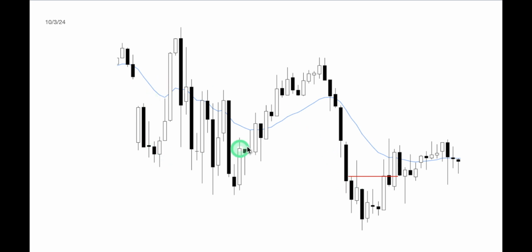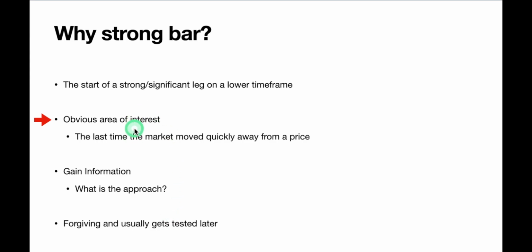Again, they're all individually reasonable trades to take. It's just about, based on the market context, how patient you are willing to be to get the best possible price. The second reason why it's useful to sell strong bear bars in bear microchannels and buy the low of strong bull bars in bull microchannels is because they're obvious areas of interest.